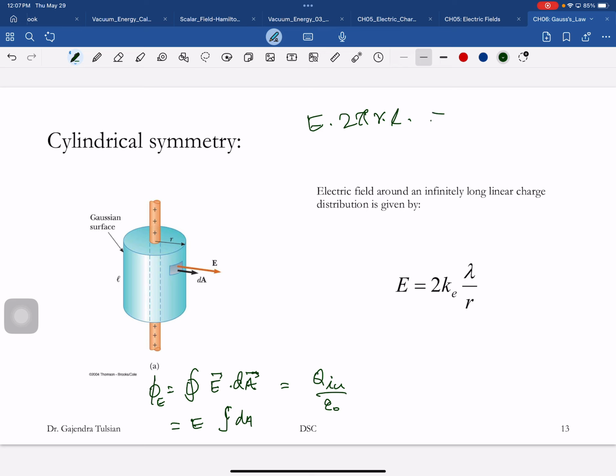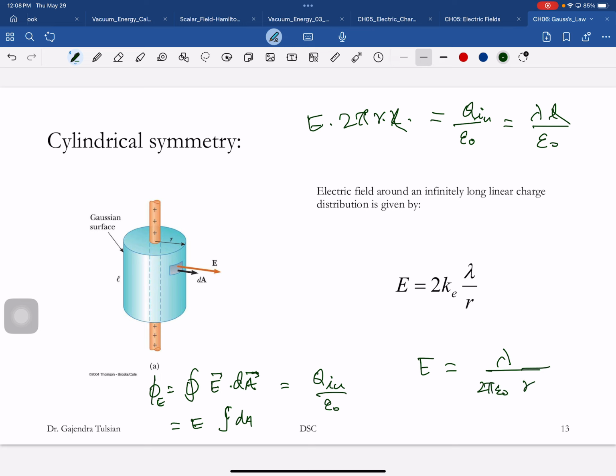And Mr. Gauss tells us that's the charge inside divided by epsilon naught. Well, what is the charge inside? The charge inside is the charge on that rod. Per meter, that's lambda, and there's an L length of charge. So the charge inside is lambda times L over epsilon naught. The electric field is lambda by 2 pi epsilon naught divided by r.